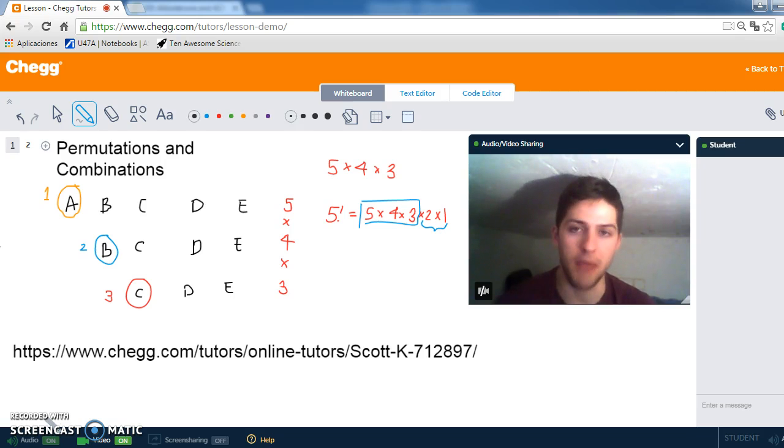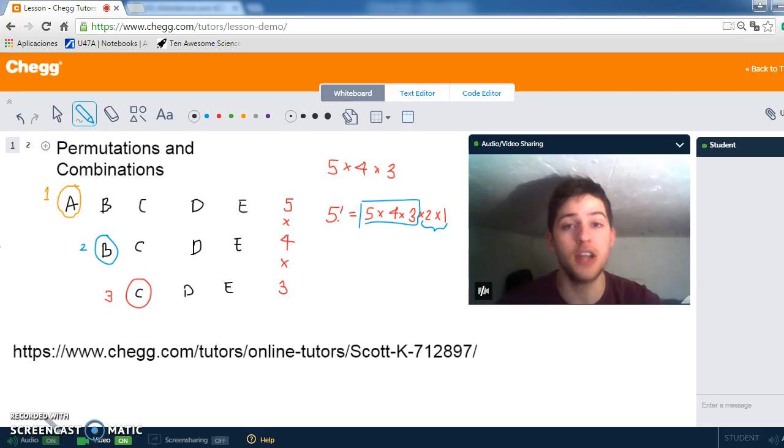And what does it mean by order mattering? For example, we have 5 people and we want to award these people first, second, and third place trophies. We only have 3 of these trophies, and order matters in this case because we only have 1 first place trophy, 1 second place trophy, and 1 third place trophy. Okay, so this is an example in which order matters.